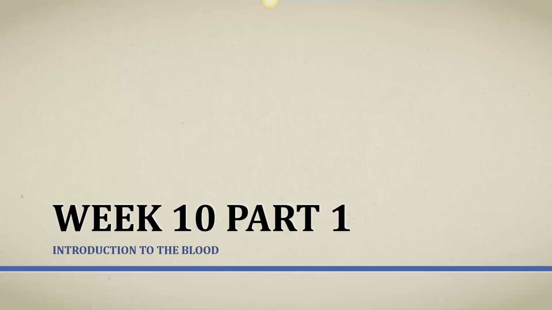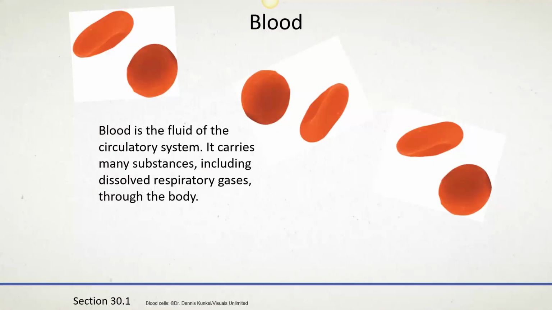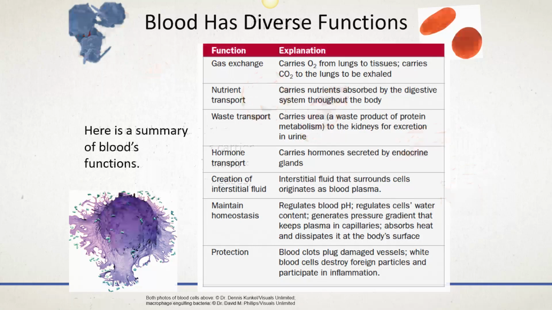Starting off with an introduction to the blood. So the blood is the fluid of the circulatory system. It carries substances through the body. And here is a list of some of the major functions of the blood. It plays a major role in gas exchange, so it carries oxygen from the lungs to the tissues, and then it carries carbon dioxide to the lungs to be exhaled.